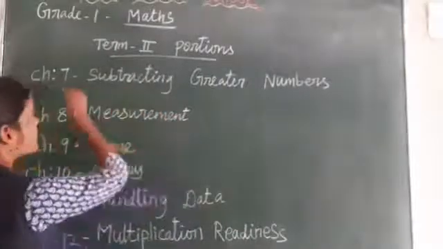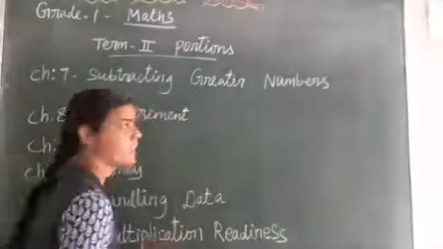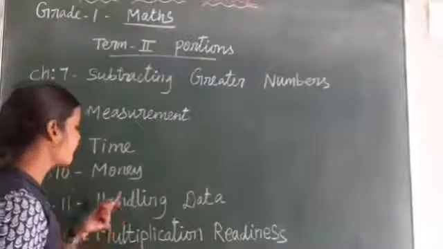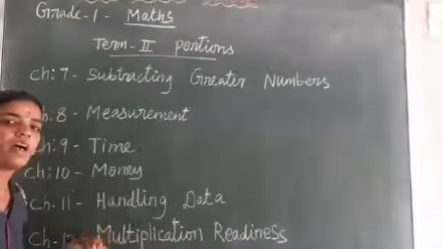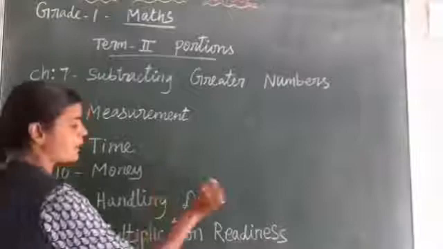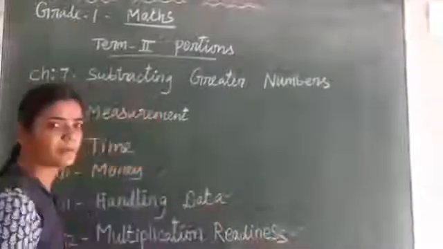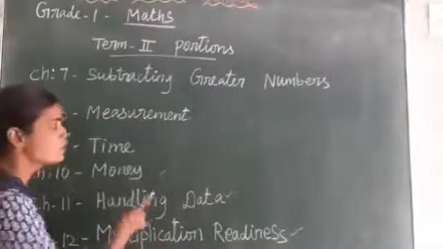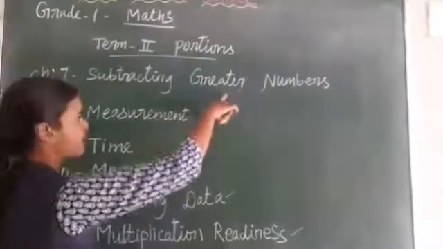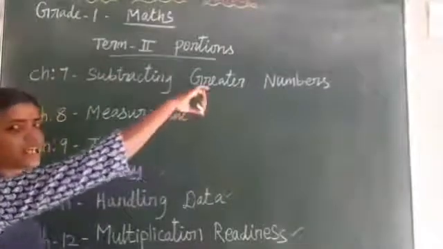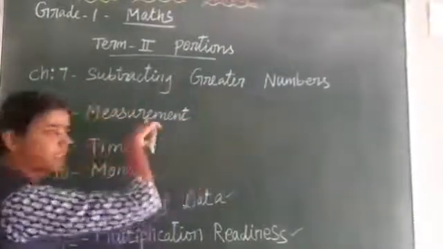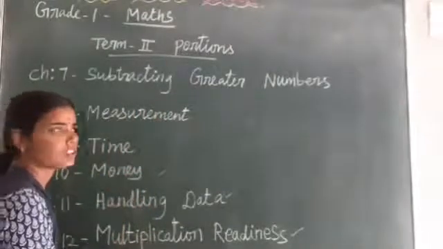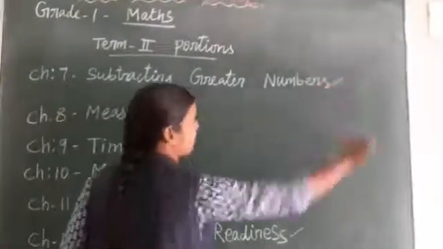Term 2 portions: Chapter 7, subtracting greater numbers. Chapter 8, measurement. Next, chapter 9, time, money, handling data, multiplication readiness. These 3 chapters I have written for the exam. Now itself, that is completed, so we have done these 3 chapters very well. We have started from chapter 7, subtracting greater numbers, and that itself we have to revise. First this one, next measurement, next time, then one by one we are coming to the other chapters. Okay dear children, so first, subtracting greater numbers.